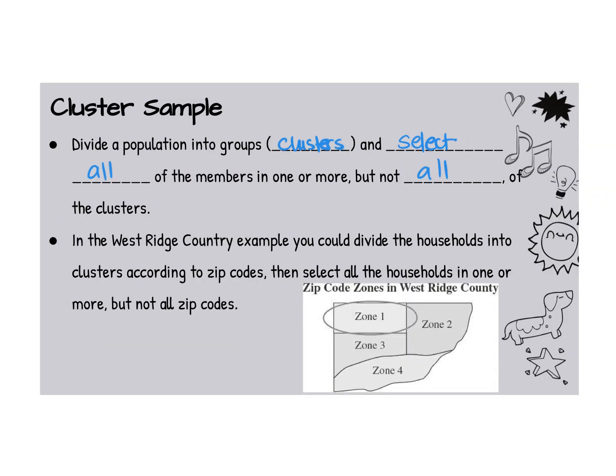Cluster sample. It's similar to our strata, but it's different. You divide the population into groups called clusters, and you select all the members of one or more clusters, but not all of the clusters. So in the Westridge County example, you could divide the households into clusters according to zip codes, then select all of the households in one or more, but not all of the zip codes. So here they chose zone 1, so that would be their cluster sample. They could choose another one, zone 4, and take both of those, every member in both of those zones, and create their sample.